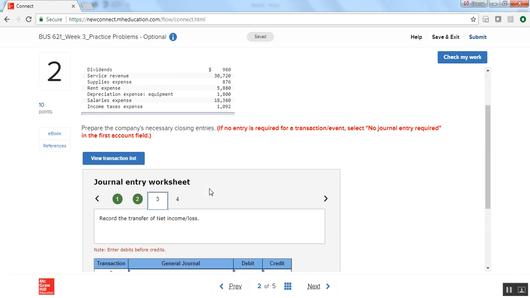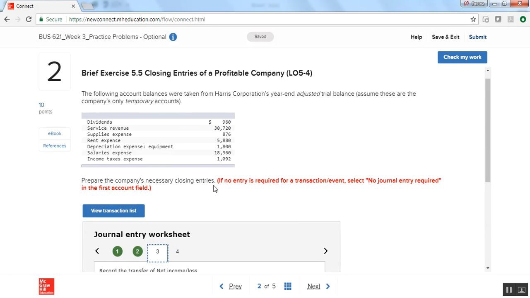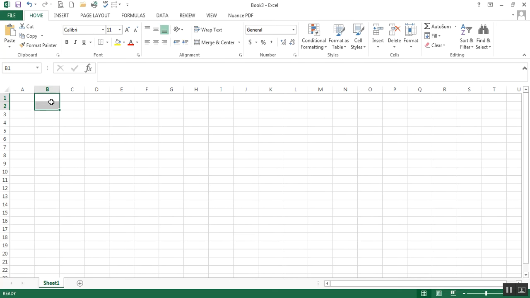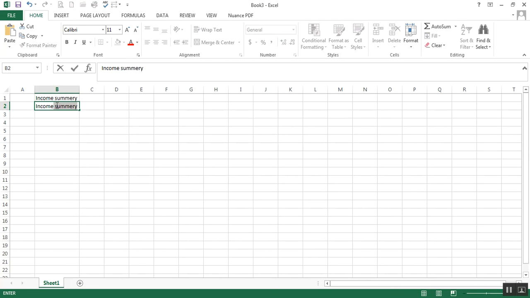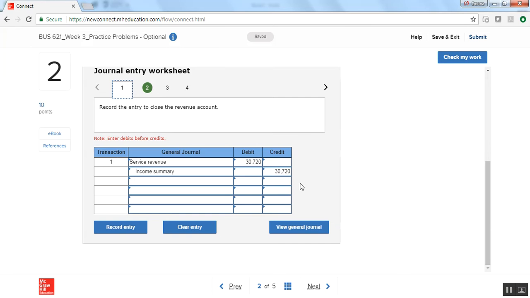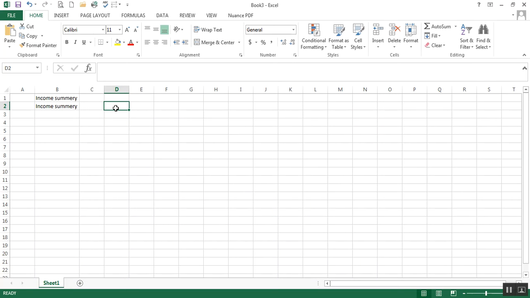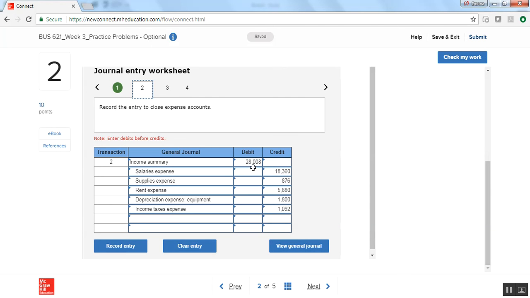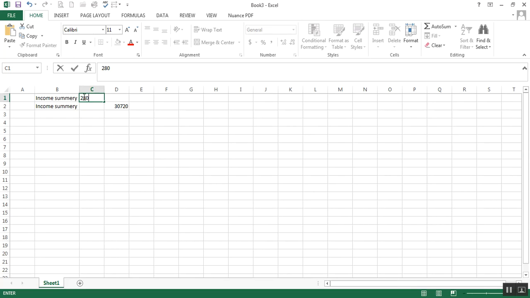Record the transfer of net income. Now we're going to go back to our original entry. Here we have income summary with a credit balance of $30,720. We have 2 entries that we made to income summary. One of them is a credit for $30,720, and the other one was a debit for $28,008. So now we have to close these accounts because they're temporary.